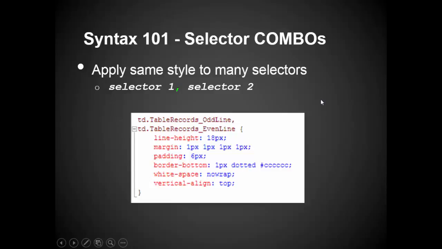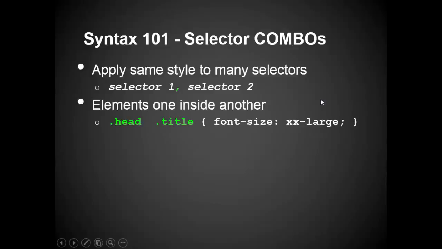Additionally, as we have already seen, we have selectors that allow us to select one element that is inside of another, and that is done with the space. Okay, so imagine in this example, we are saying that we want to apply the font size extra large to the element that has the class title that is inside an element that has the class head. Okay, it doesn't matter if it's a direct descendant or not.